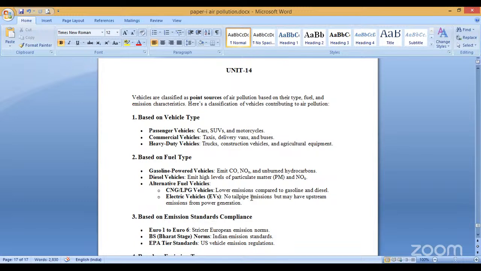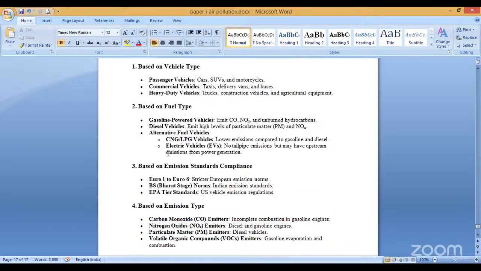Based on fuel type, gasoline powered vehicles emit carbon dioxide, nitrogen compounds and unburned hydrocarbons. Diesel vehicles emit high levels of particulate matter and nitrogen compounds. Alternative fuel vehicles, meaning CNG, compressed natural gas, and LPG, liquid petroleum gas vehicles, have lower emissions compared to gasoline and diesel. Electric vehicles have no tailpipe emissions, but may have upstream emissions from power generation.